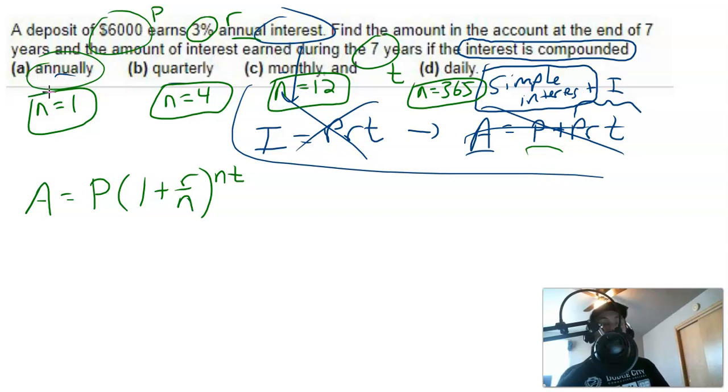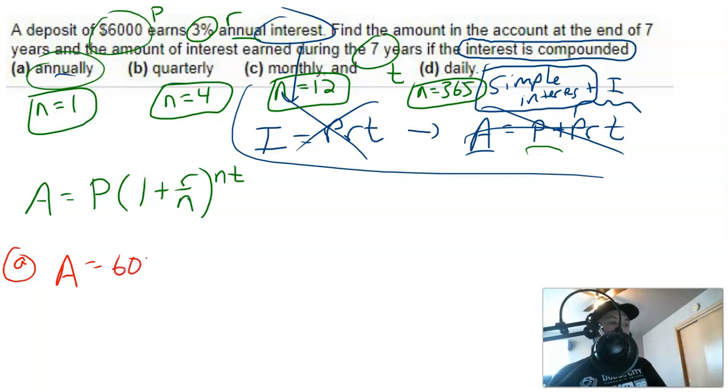Almost everybody gets part A right. Because I used to have this problem on the test, everybody would get part A right, but then some people messed up the rest of them. It gets more challenging when N is a different number. So let's do part A first. We're going to find the amount after 7 years if the interest is compounded annually.